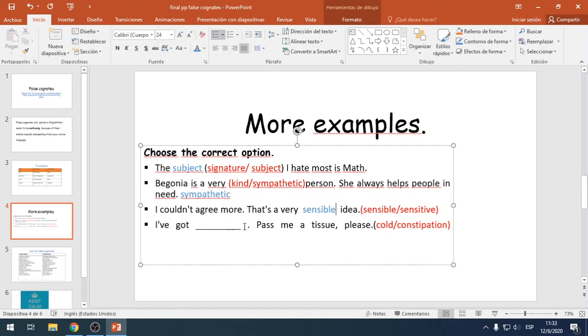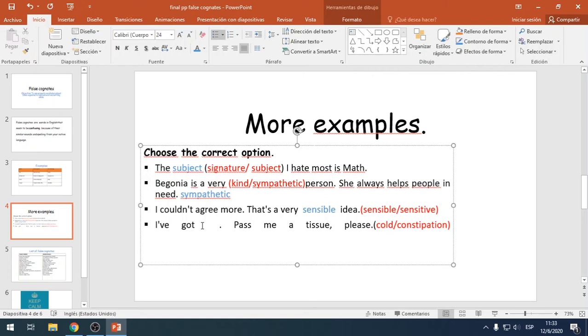Okay? And the last example is, it says, I have got what? Dice, pass me a tissue. Tissue means una servilleta, un pañuelo. Entonces, esa persona, ¿cómo está? Con cold, that is resfrío, o constipation. I have got what? Constipation. Or I have got a cold. So, constipation means when you cannot go to the bathroom. Okay? So, but the person needs a tissue, un pañuelo.